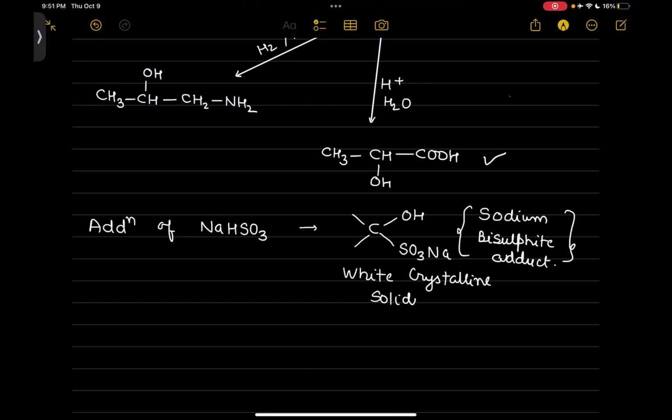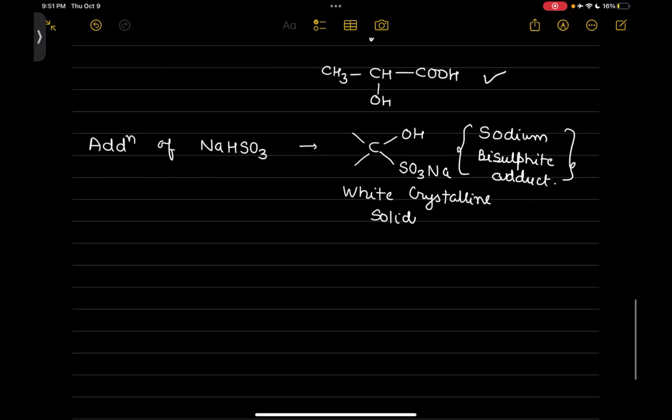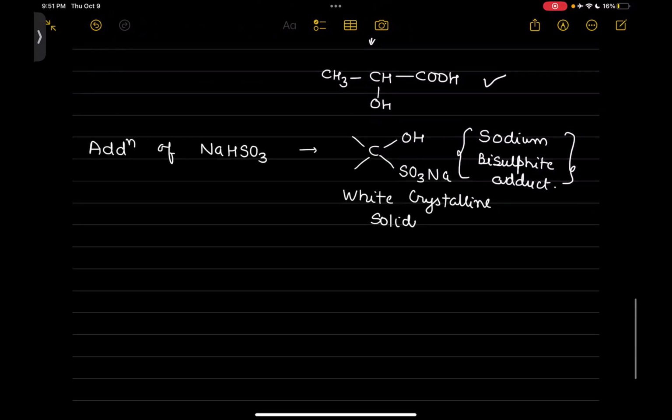Yes, sir. Okay. And how does this reaction take place? This reaction is actually addition of SO3Na. This is sodium hydrogen sulfite, bisulfite, or sodium hydrogen sulfite.